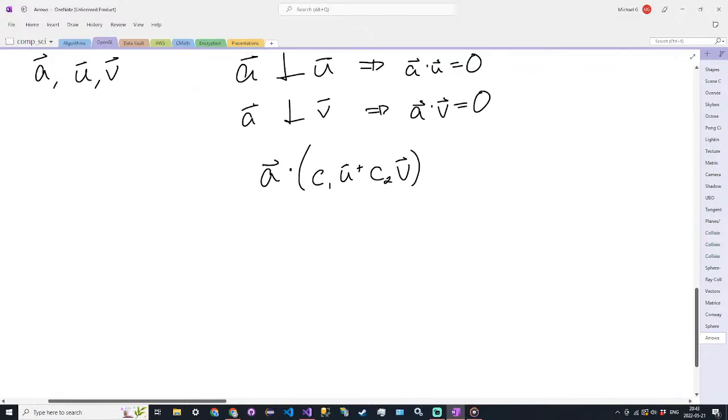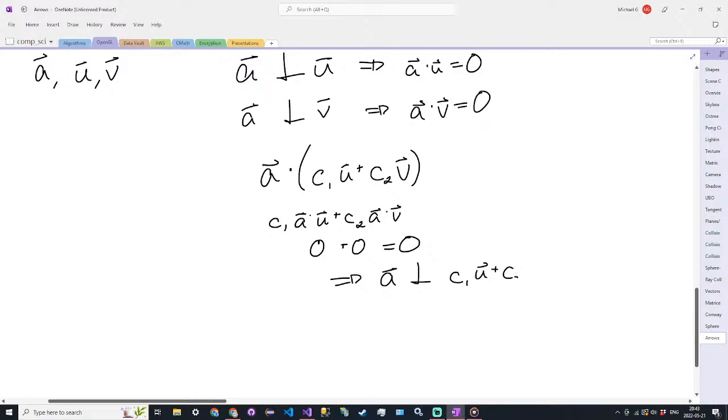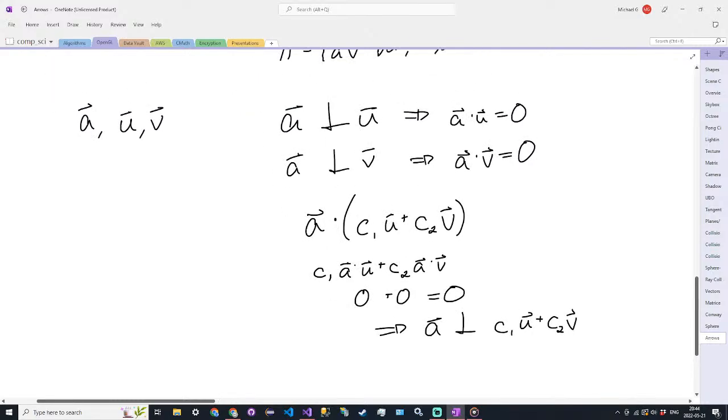Well, let's just expand here, distribute, because the dot product follows the distributive property. So you have c1 times a dotted with u plus c2 times a dotted with v. What does this give us? Well, c1 times a dotted with u we know is 0, so 0 plus 0 is equal to 0. And therefore, a is perpendicular to any linear combination of the two.